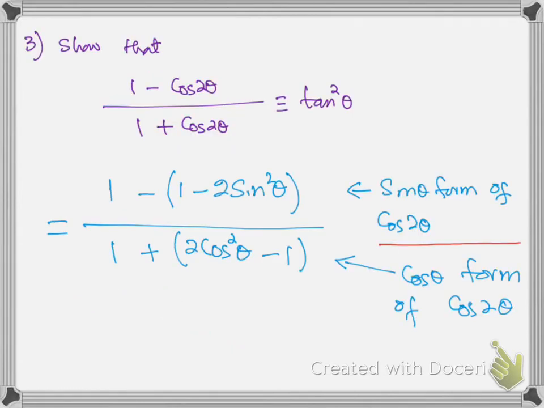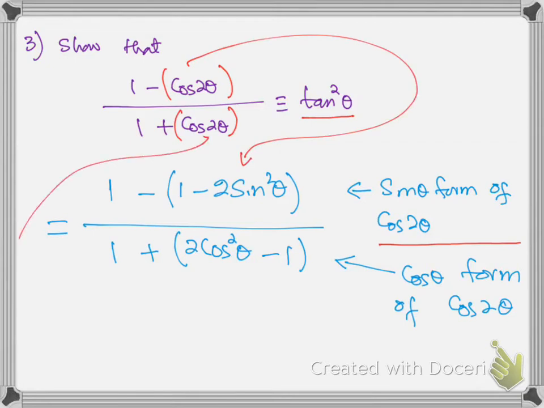This is the identity number 3. This is one of the most commonly used identity and one of the easiest identity. Again we need tan theta in the answer, so we need to use sine theta form here and cos theta form here. So that is why I use sine theta form here and cos theta form here.